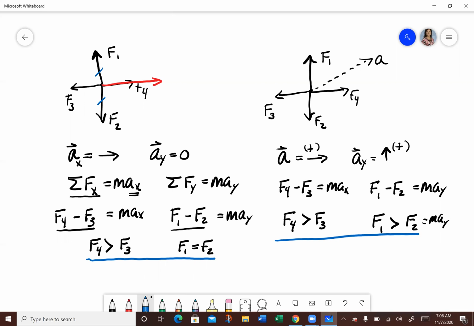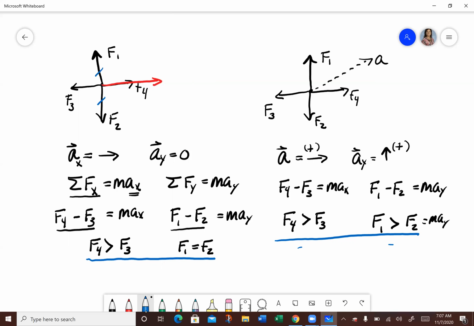So my answer for that one would be F4 is greater than F3 and F1 is greater than F2. All right, so that got us back to the basics and leads us into what happens when we are at angles, right? So if you have a net force in the X and the Y, you have acceleration in both of those directions, giving you an acceleration along that line, right?